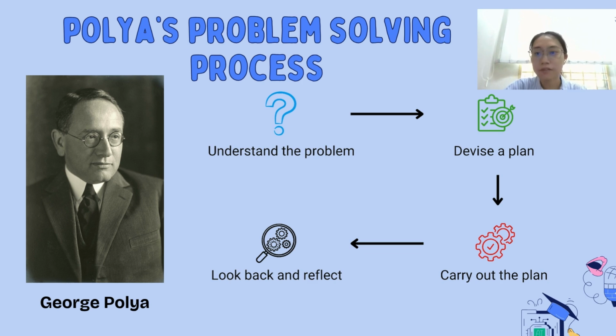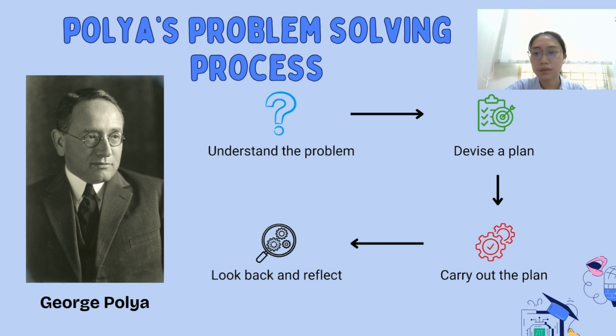So the first step of the Polya problem-solving process is to understand the problem, which emphasizes the importance of ensuring you thoroughly comprehend the problem. In this step, students learn to read and analyze the problem statement, identify the key information, and clarify uncertain information. This encourages students' critical thinking as students can develop the ability to break down complex problems into smaller parts.